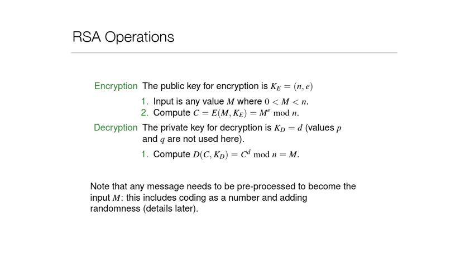Encryption is m to the power e mod n. E is the public key value, and n is the public key value as well. And for the decryption, c to the power d mod n. D is the secret key value, which is used only for the decryption.